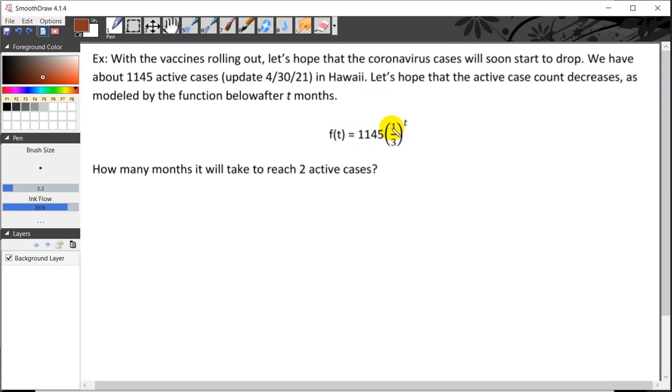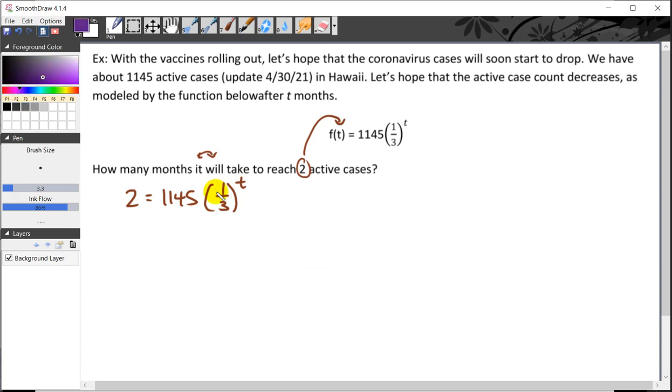So what this says is you're multiplying it by a third every month. So how many months will it take to reach 2 active cases? Our goal is we want 2 active cases, so this gets plugged in here. This is 2 equals 1,145 times 1/3 raised to the t.